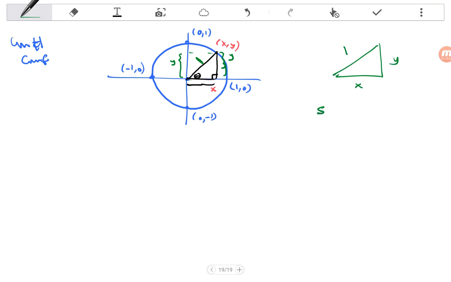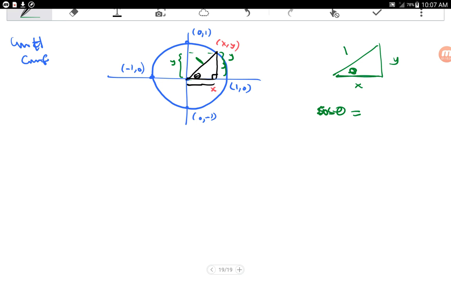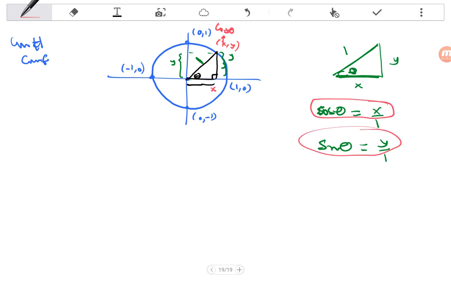Now let's find cosine theta of this angle theta. What is the cosine in this case? It will just be x over 1. What about the sine of this angle? It will just be y over 1. So that's why x is just cosine theta and y is just sine theta.